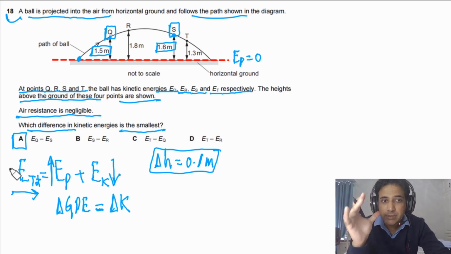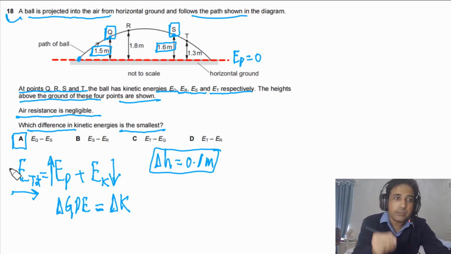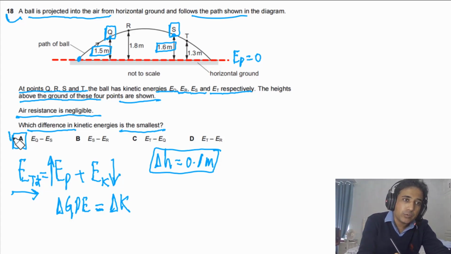So this is how you can answer this one. Simply you need to understand that total energy at any point is constant. So if kinetic energy, let's say, decreases by 1 joule, potential energy will increase by 1 joule, and vice versa is also true. Using this understanding, we can answer the question. So the answer for this question should be A.